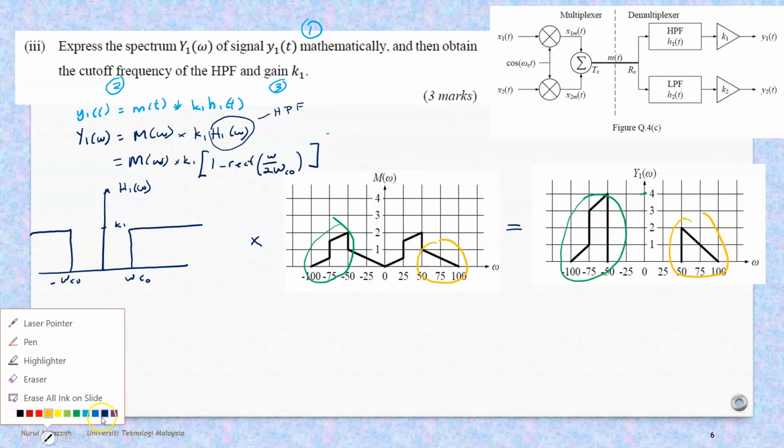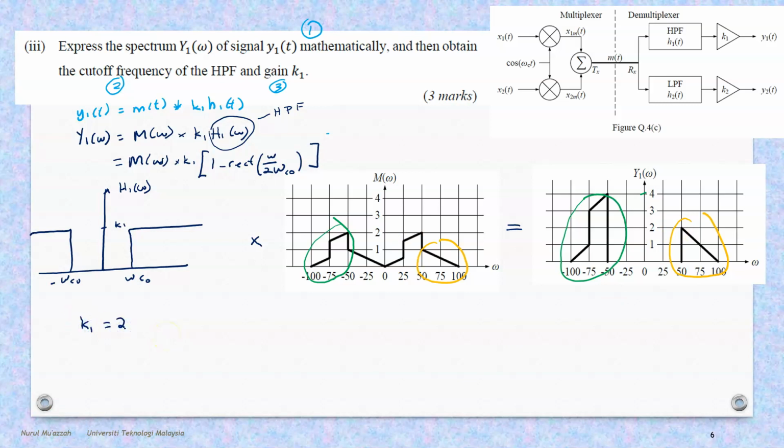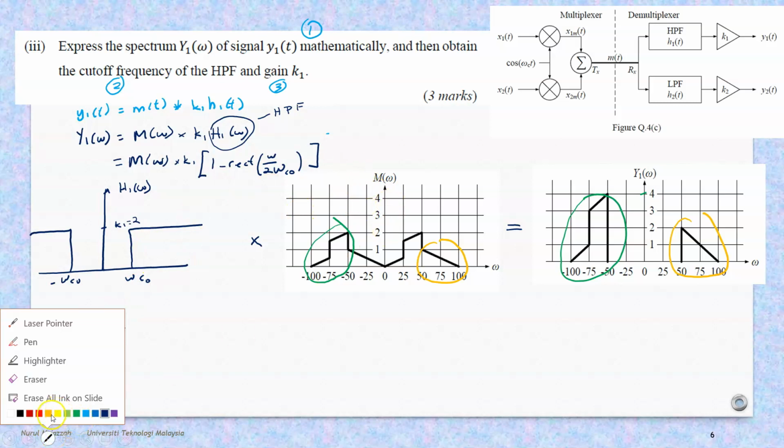From the observation, we can conclude that K1 is equal to 2. Why? The highest amplitude here is 2, and the highest amplitude here is 4. So 2 times 2 is 4, so K1 is 2. And for the triangle, the highest amplitude here is 1 and the highest amplitude here is 2. So 1 times 2 is 2, so K1 is equal to 2. In terms of ω_c0, this one is equal to 2. We know that if you imagine the filter here is on top of M(ω), so let's imagine that.